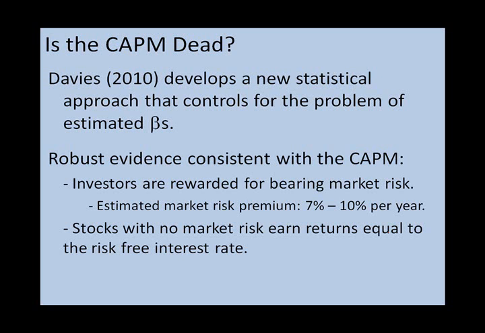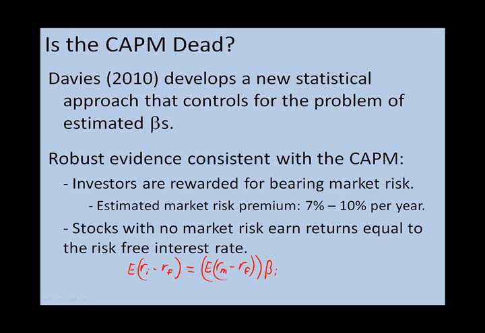In addition, I find that stocks with no market risk earn returns that are equal to the risk-free rate, which is exactly what the CAPM would predict. Recall that expected excess returns on a stock are going to be equal to the expected market risk premium times the beta. If the beta is 0, the expected excess return should be 0. In other words, the expected return is equal to the risk-free rate. So I find fairly robust evidence that the CAPM does in fact hold.